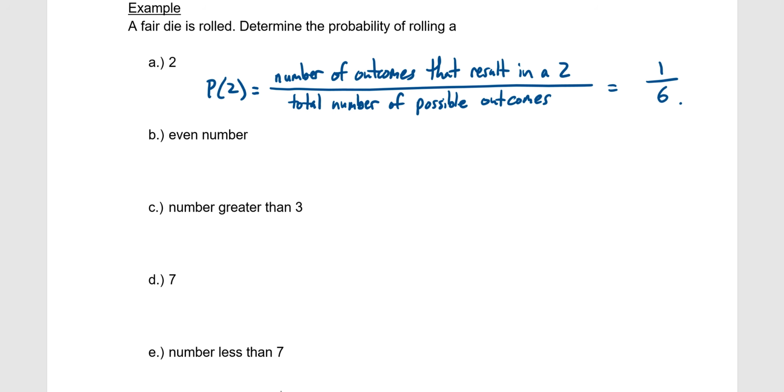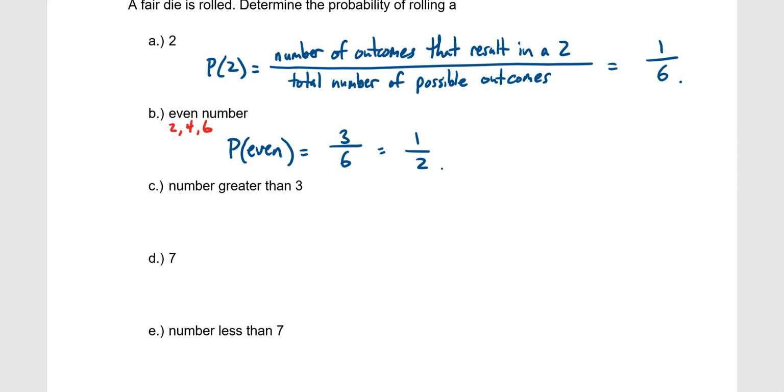Okay, so let's take a look at the next one, the probability of rolling an even number. So the even numbers here are going to be 2, 4, and 6. So the probability of an even is going to be the number of times we can roll an even number divided by the total number of possible outcomes. There are 3 even numbers, so divide that by the total number of possible outcomes, and we get 3 over 6. Let's simplify that down to 1/2 or 0.5 if you want to write it as a decimal.